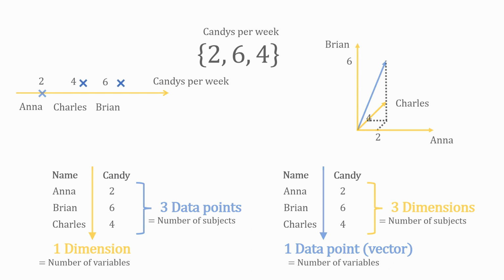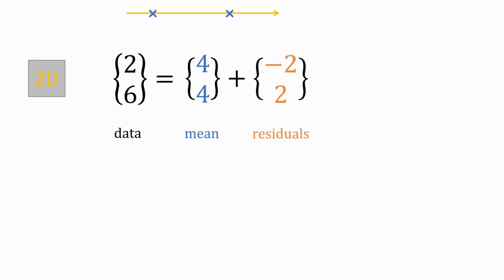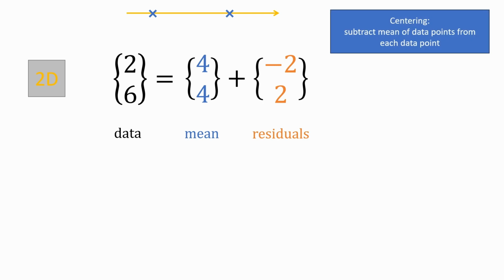As a next step, we can partition this vector into 2 parts, which means we split each value of the list into a combination of 2 values: the mean, which is in both cases 4, and the deviations from the mean, the residuals. This is the same thing you are doing when you are centering a variable, so the residuals here are the same as the original variable, only centered.